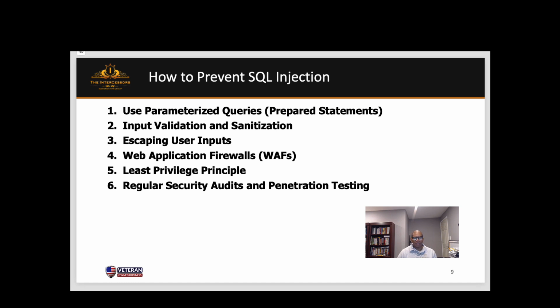Next is implement web application firewalls. Web application firewalls block malicious queries before they reach your database. Next is apply the least privilege principle. Restrict database privileges to limit potential damage. And finally, conduct regular security audits and penetration testing. Regular testing helps identify vulnerabilities and fix them before attackers can exploit them. These practices, if you do them, will drastically reduce the risk of SQL injection attacks.